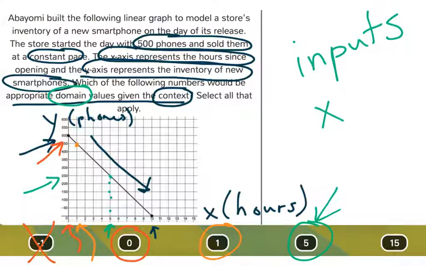Last one, 15. Okay, let's check 15. So for 15, that would be way out here. Can I find the number of phones available at 15? Well, you might say, well, the graph looks like it keeps going, so there'd be some negative number. Does it make sense to have negative phones? Not really. So I'm going to cross that out. My three answers would be 0, 1, and 5.